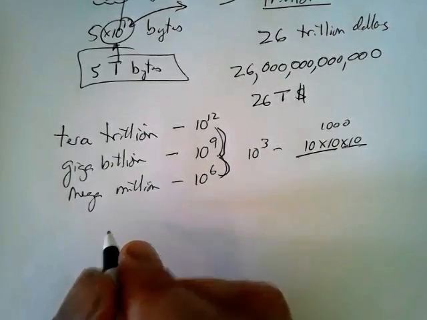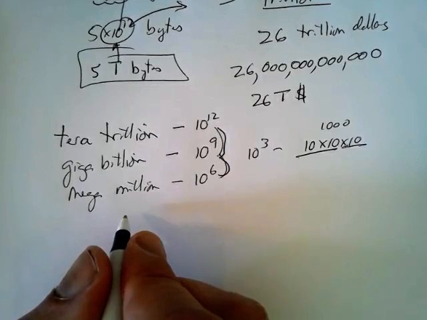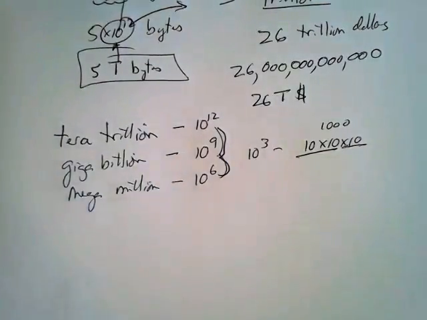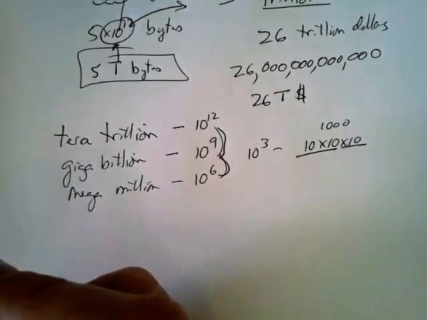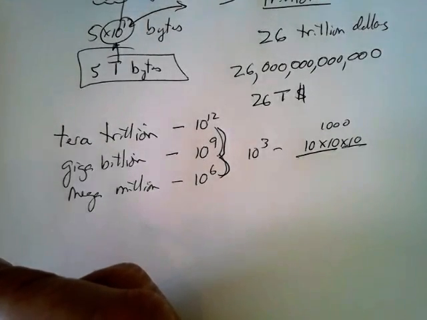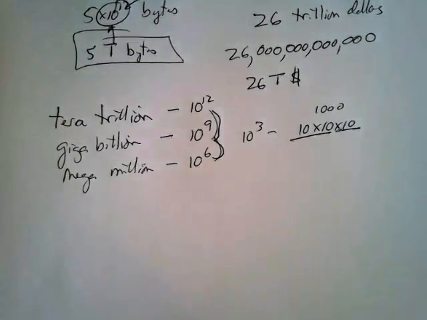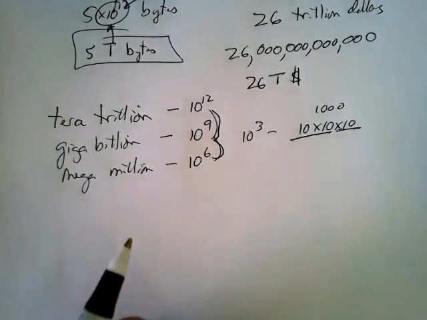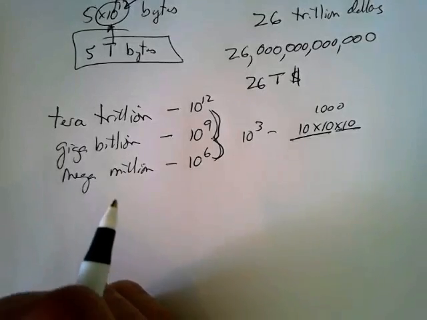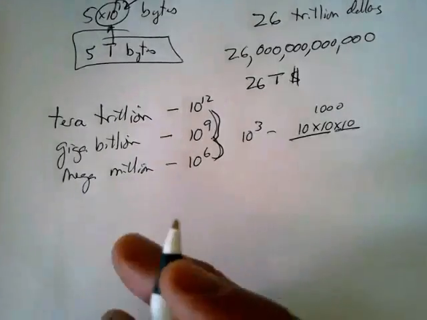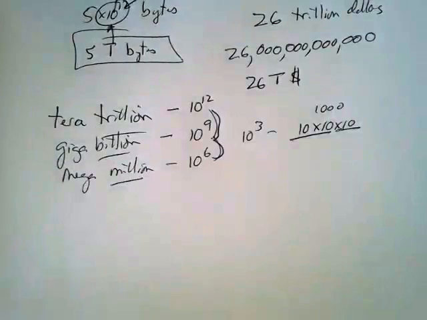Okay. So if you had $1 billion versus $1 trillion, the person with the $1 trillion has 1,000 times more money. Think about that. So if you have a 5 gigabyte hard drive versus a 5 terabyte hard drive, the 5 terabyte hard drive has 1,000 times more memory or more bytes. So these are big numbers.